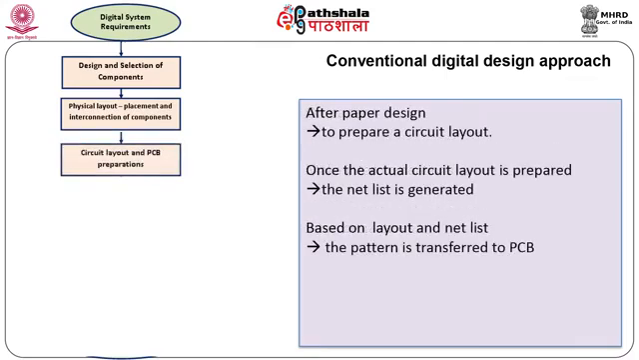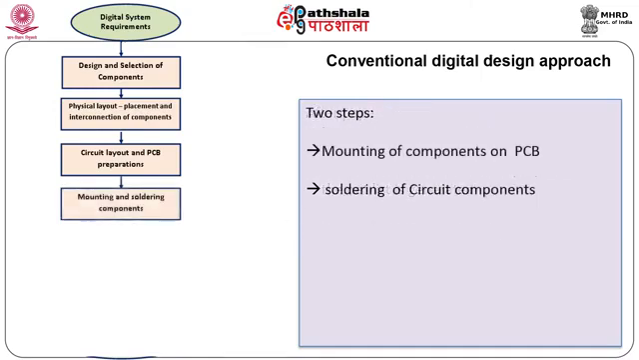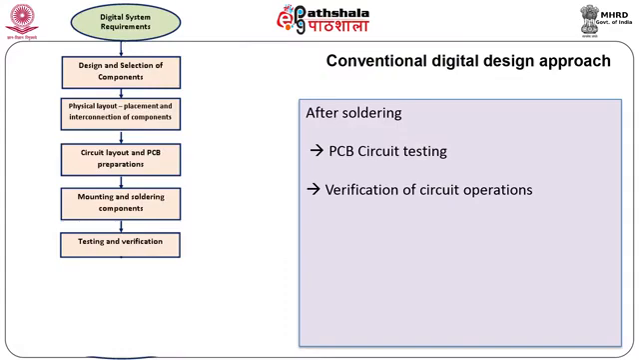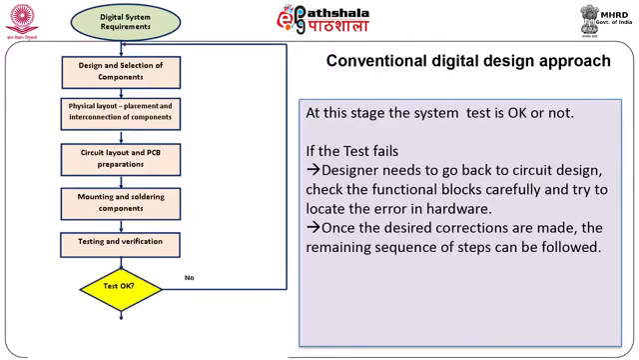The next step after paper design is to prepare a circuit layout. Once the actual circuit layout is prepared, the netlist is generated, based on which, the layout and netlist, the pattern is transferred to the printed circuit board. All the selected components are placed at their positions and then circuit components are soldered. After finishing the soldering, the circuit on the PCB is tested and verified for desired operation. At this stage, we check whether the system test is OK or not.